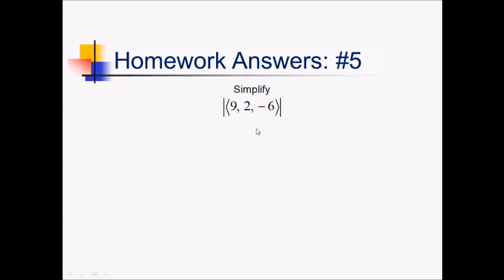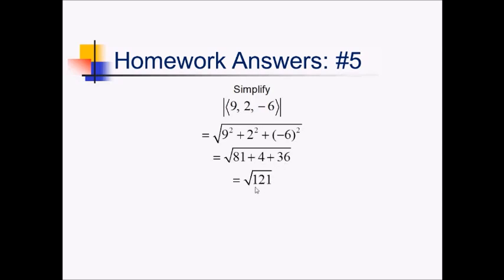For this one, we're trying to find the magnitude of a three-dimensional vector. So we're basically just going to square all of these, add them together, and square root the whole thing. So square root of 9 squared plus 2 squared plus negative 6 squared. That's the square root of 81 plus 4 plus 36. Let's see now. 81 plus 40, if I combine these, that's 121. And the square root of 121 is actually exactly 11.